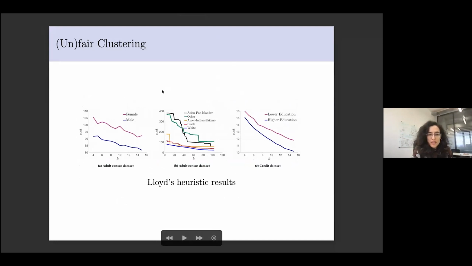Okay, so this was a toy example, but we have similar observations from looking at some real-world data sets. I'm showing you some examples from the adult data set and credit data set. The x-axis is showing the number of clusters, and the y-axis is showing the average clustering cost. For example, if you look at the left figure, the purple line is showing the average clustering cost for a female individual, and the blue line is showing the average clustering cost for a male individual. And as you can see, these are very different.